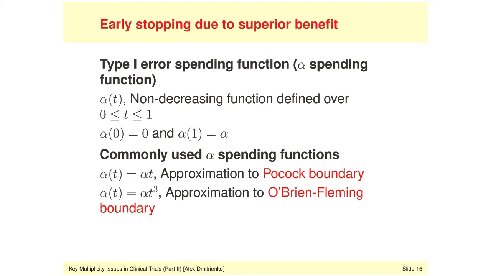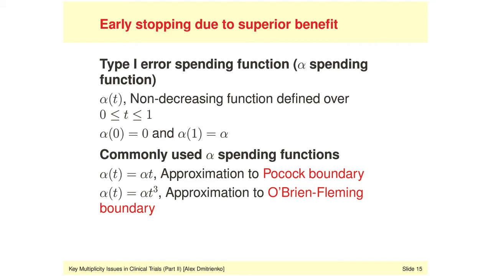The alpha spending function is equal to 0 at the beginning of the study when the information fraction is 0, and at the end of the trial when the information fraction is equal to 1, the alpha spending function is equal to alpha. Two popular stopping boundaries, known as the O'Brien-Fleming and Pocock stopping boundaries, can be approximated using simple alpha spending functions that you see at the bottom of the slide.